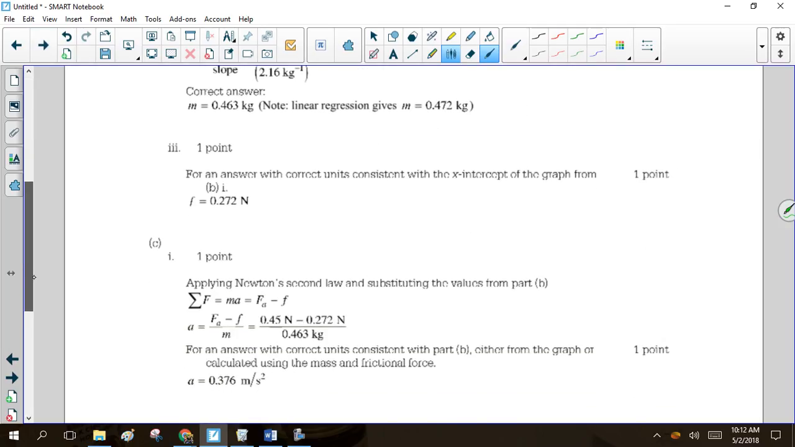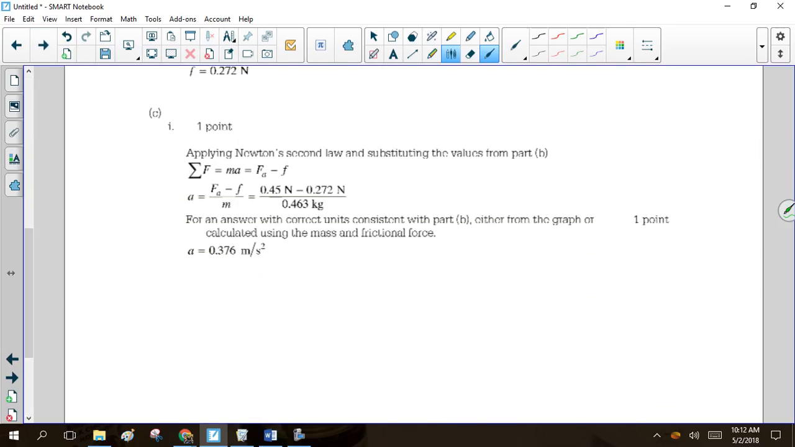All right. Part C just wants you to apply Newton's second law to find the acceleration. So notice the grading on this. You can either use Newton's second law or you can just read it from the graph. You know what I mean? What are you trying to do? You're trying to find the acceleration if the sense reading is 0.45. So just read from the graph and you'll get a reasonable answer too. Okay?